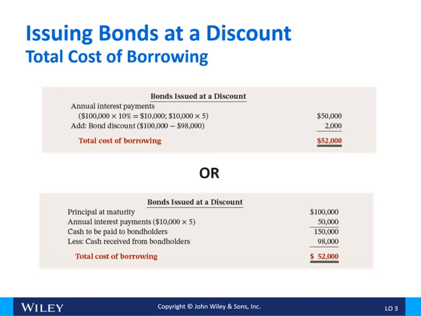The other way to think about it is we're going to pay $100,000 at maturity. We're going to pay $50,000 in interest over the life of the bond, so we're going to pay $150,000 to the bondholders. We only got $98,000. That's what we received when we sold the bonds. So the difference is the $52,000 cost of borrowing. If we sold it at face value, the cost of borrowing would just be the interest payments.